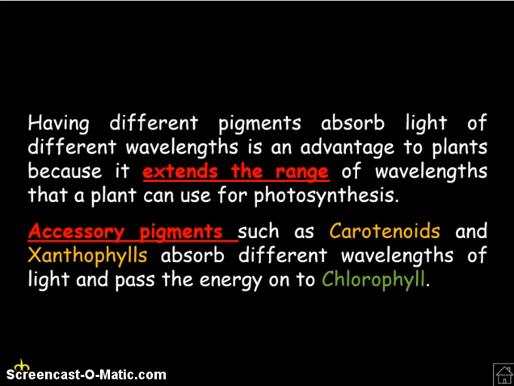Having different pigments absorb light of different wavelengths is an advantage to plants because it extends the range of wavelengths that a plant can use for photosynthesis. Accessory pigments such as carotenoids and xanthophylls absorb different wavelengths of light and pass the energy onto chlorophyll.